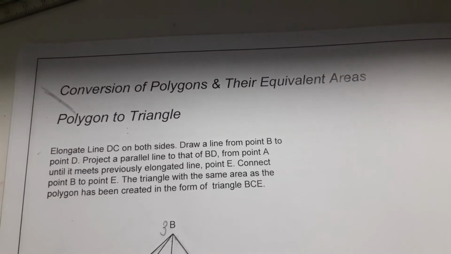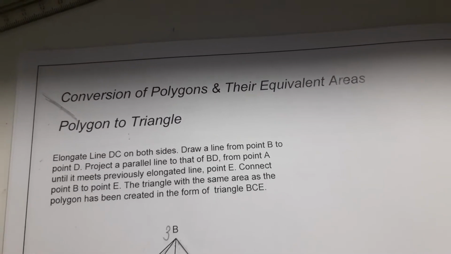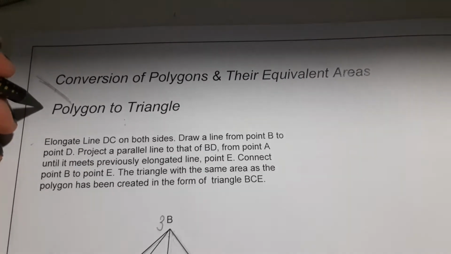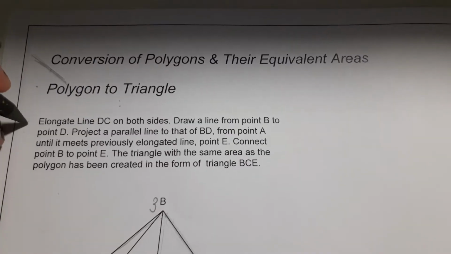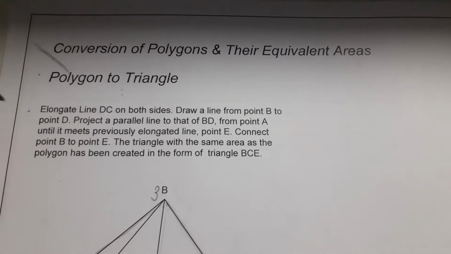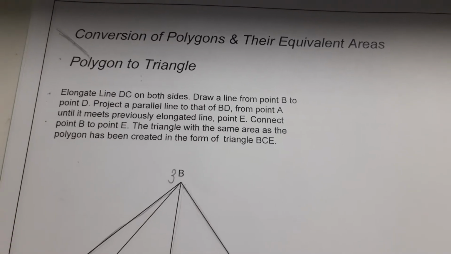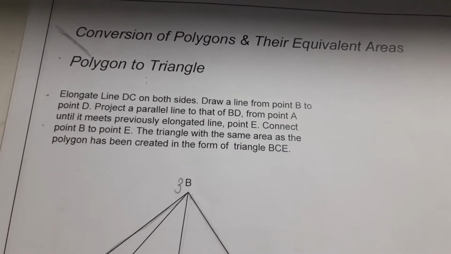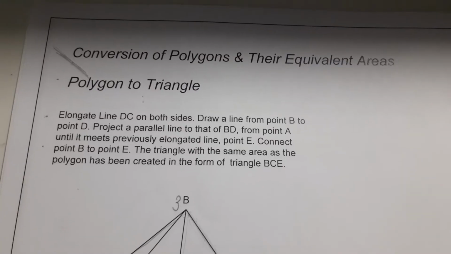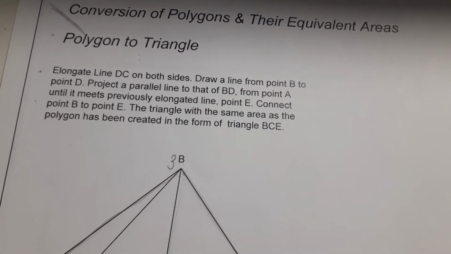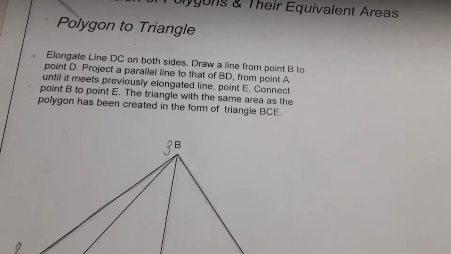Now, to transfer a polygon into a square, though, first I need to transfer the polygon to a triangle, then the triangle into a rectangle, and finally the rectangle into a square. So the polygon is going to have the same area as the triangle. They're all going to have the same areas. They have to. Otherwise, we can't find the equivalent area.